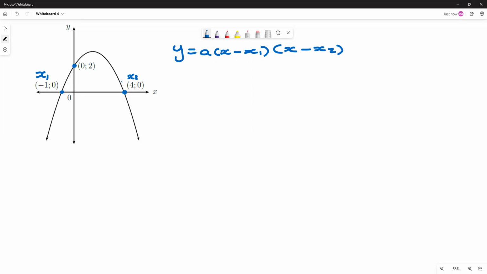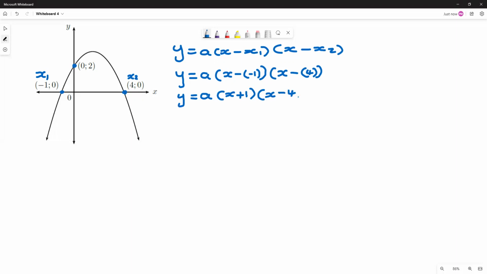So you always firstly substitute your intercepts. So let's substitute our intercepts. I have a, and here I'm going to have x minus, and then I substitute the -1. Then I close this one. Then I have x minus, and then I substitute the second one, which is 4. Then I close this one, and then I close the main one. Then this becomes y equals a(x, and this minus and minus will be a plus, so I have +1 there. Then I have (x, and here it will just be -4).